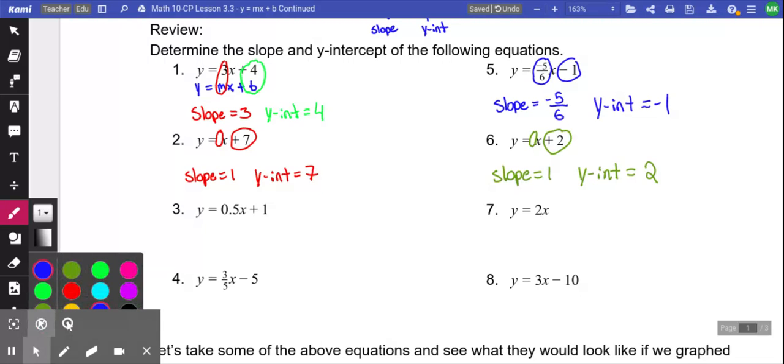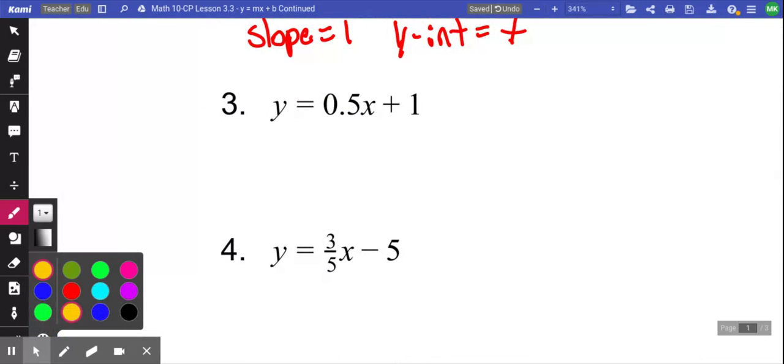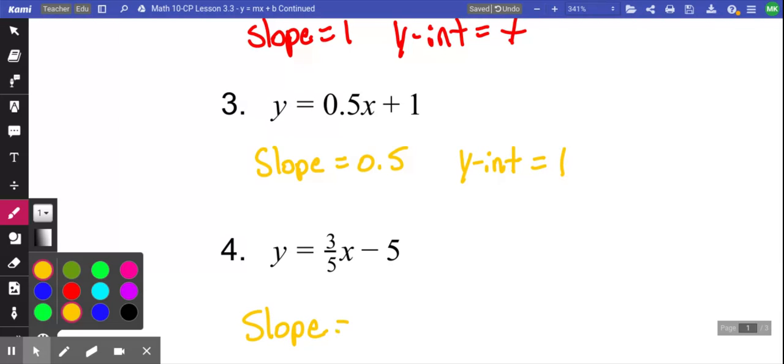Wonderful. Hopefully you did that. If you did do that, you should have got for number 3 that your slope equaled 0.5, your y-intercept equaled 1. This one, your slope should have equaled 3 over 5, right there, and your y-intercept should have equaled negative 5. Remember that negative goes with it.